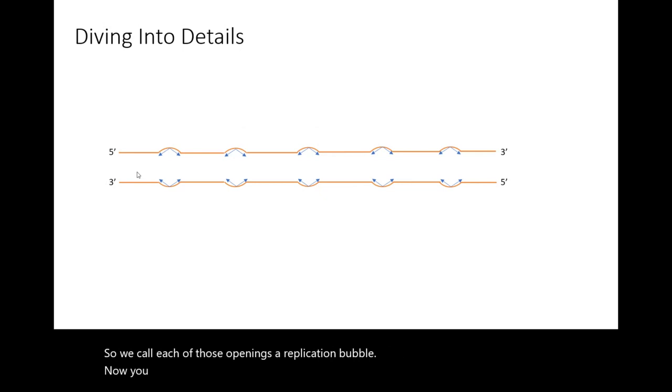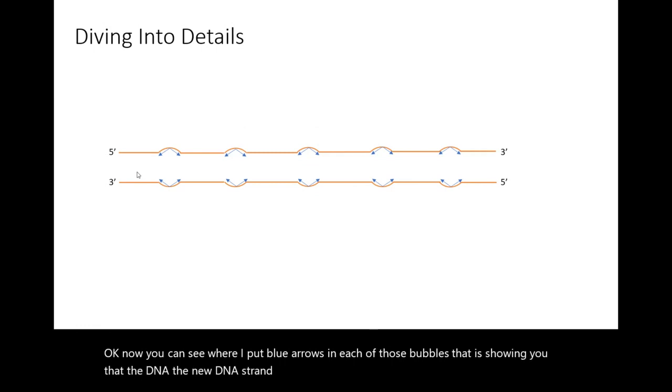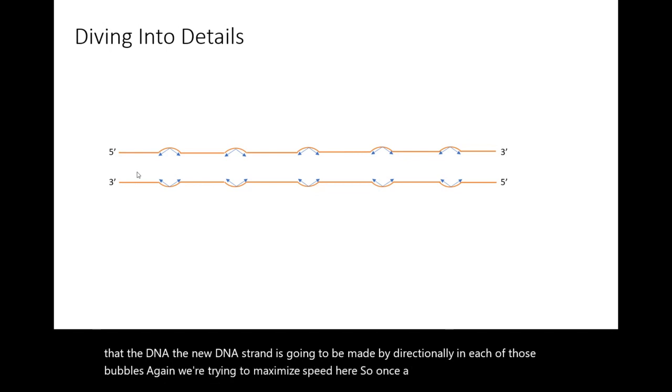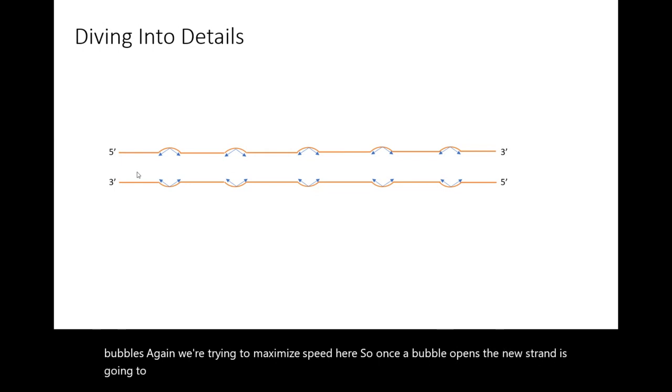Now, you can see where I put blue arrows in each of those bubbles. That is showing you that the new DNA strand is going to be made bidirectionally in each of those bubbles. Again, we're trying to maximize speed here. So once a bubble opens, the new strand is going to be made in two directions, on both the top strand and the bottom strand.